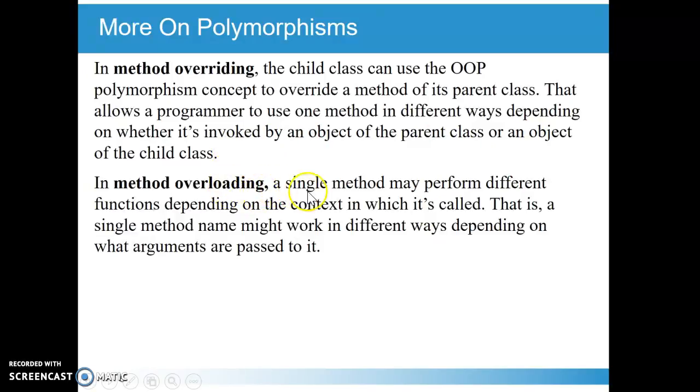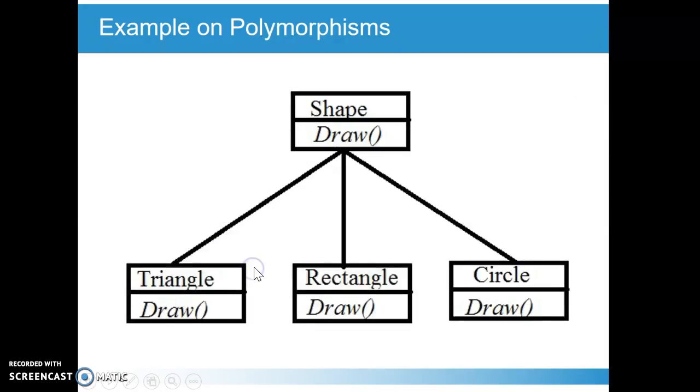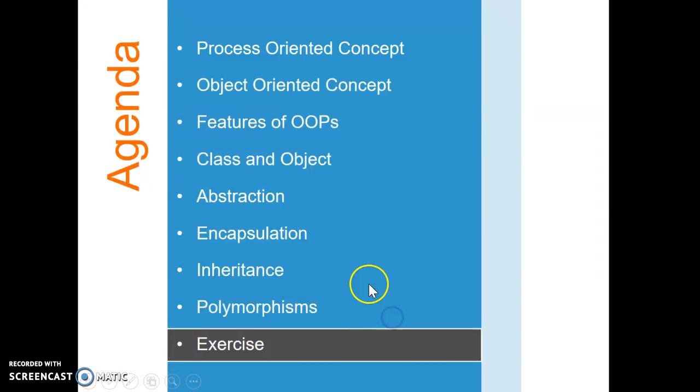And in overloading, a single method may perform different functions depending on the context of its call. That is, a single method name might work in a different way depending on what argument we are passing to it. A simple example is given here: draw, with triangle, rectangle and circle. All of them have the draw method.